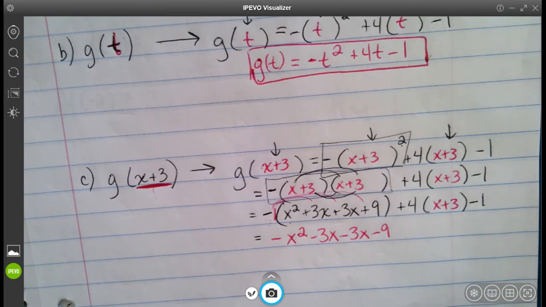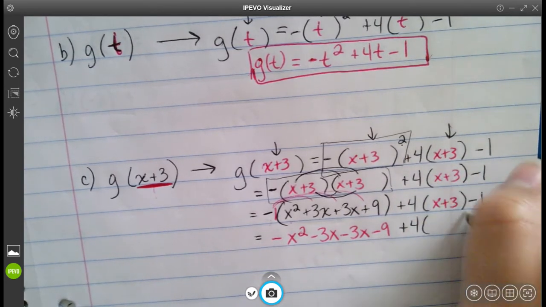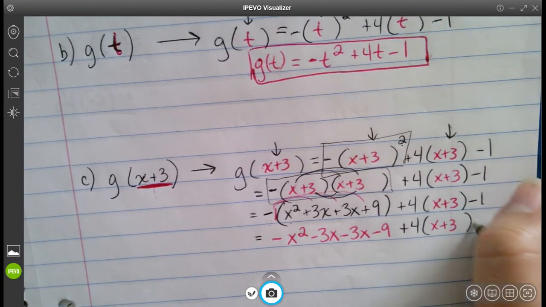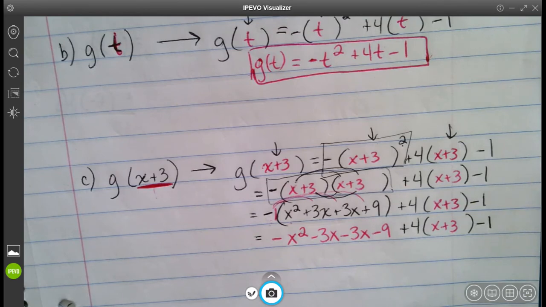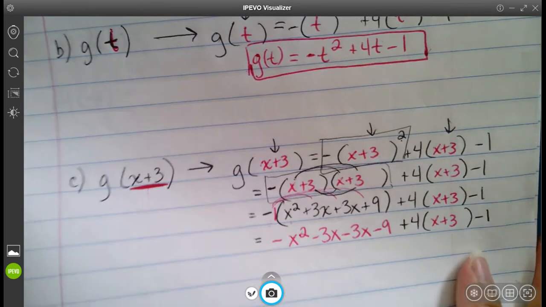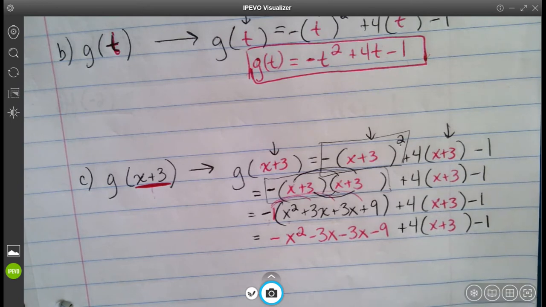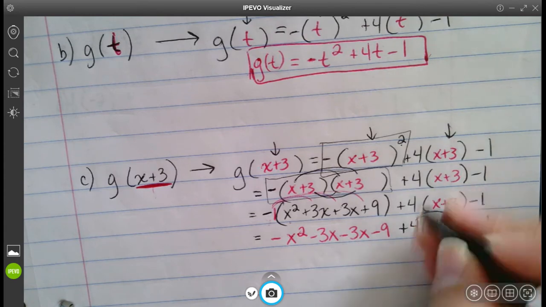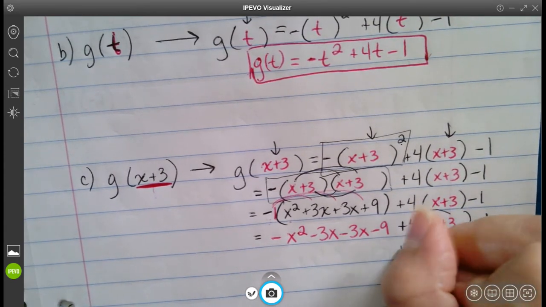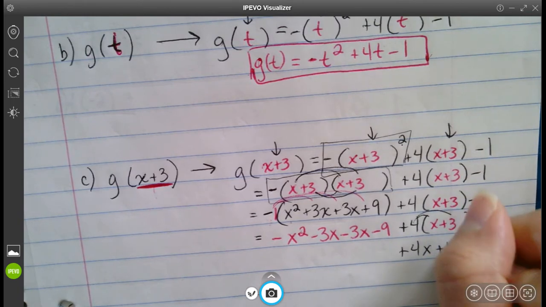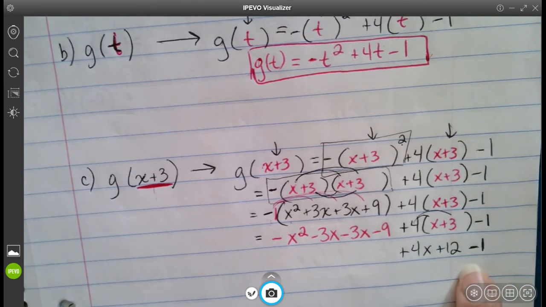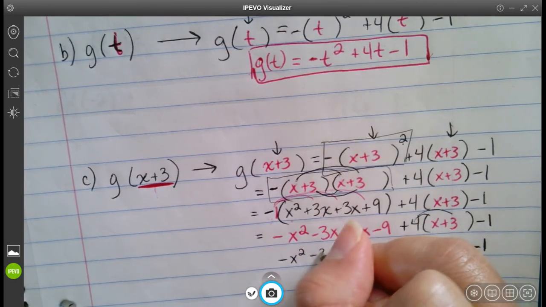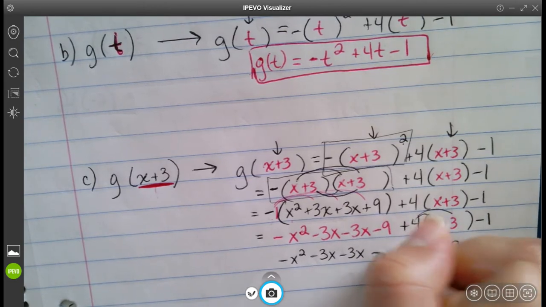So from there, we're going to go ahead and just bring down the rest again. So plus 4 times x plus 3 minus 1. And at this point, it's going to be a simple matter of distributing this part and then just combining like terms. So distribute here, and that's going to be, let's see, 4 times x is positive 4x. 4 times 3 is 12. Bring down the 1. We still have that minus 1. And then bring down all of this. So negative x squared minus 3x minus 3x minus 9.